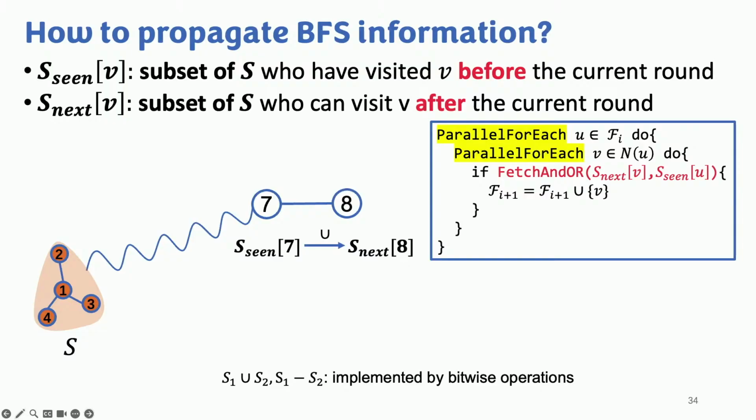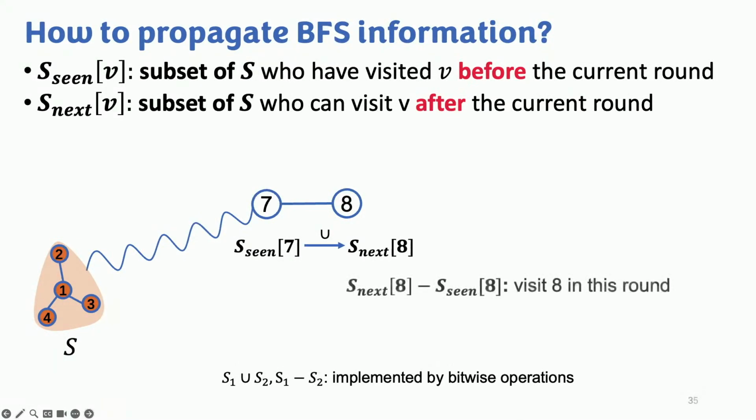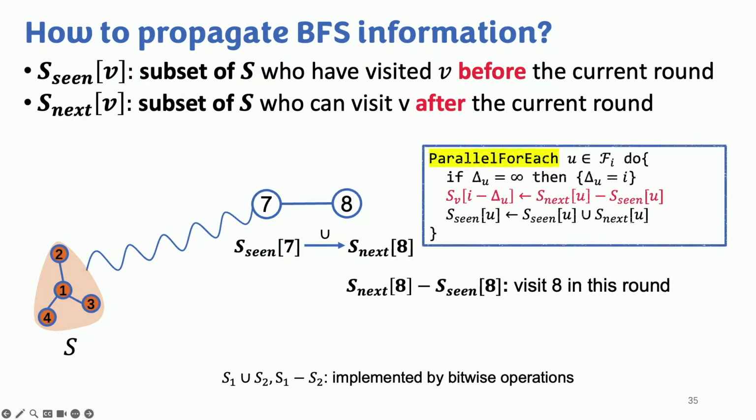And all the vertices in the frontier can visit their neighbors in parallel. And because multiple threads may update the same value, we use the atomic operation to guarantee the correctness. And note that the S-next of 8 may contain some pre-visited sources. So subtracting S-syn from S-next, we can get the sources that exactly visit 8 in the current round. And these updates for each frontier vertex can also be done in parallel. And this is the overview of our algorithm. It's very simple. Next, let's see one optimization we use.